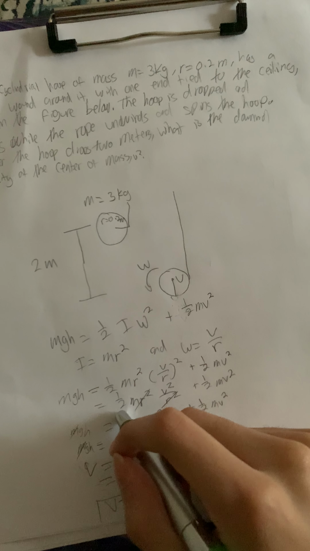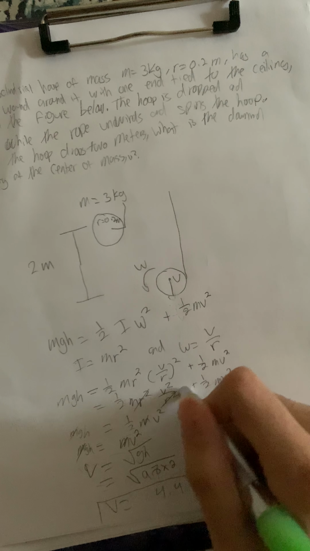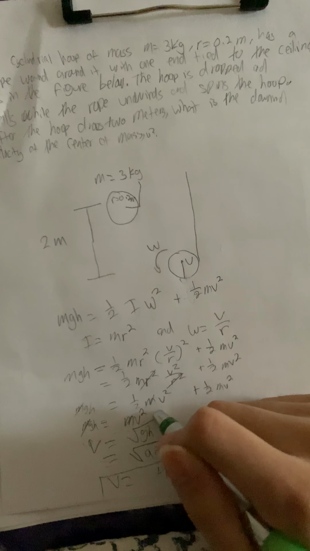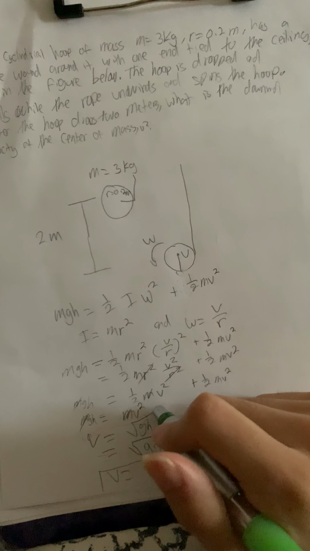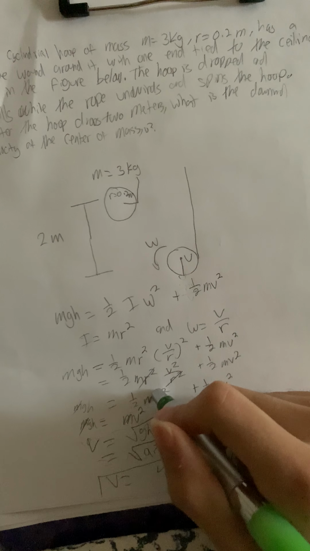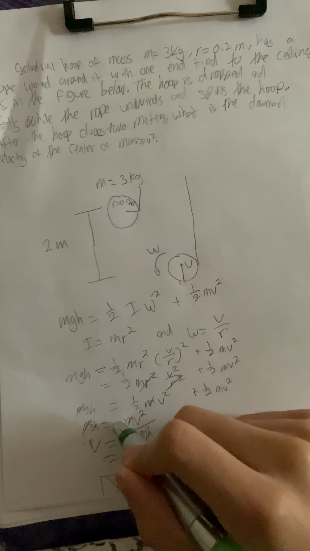Simplify that even further, we get 1/2 r squared times v squared over r squared plus 1/2 mv squared. So we could cancel out these r squareds. We get mgh equals 1/2 mv squared plus 1/2 mv squared. We now just combine the like terms since these two are the same. So we will just get mgh equals mv squared.